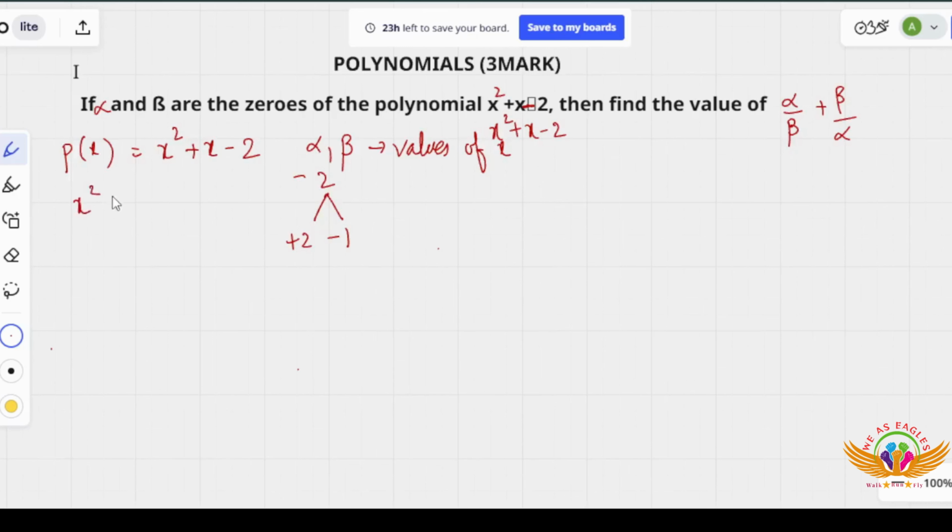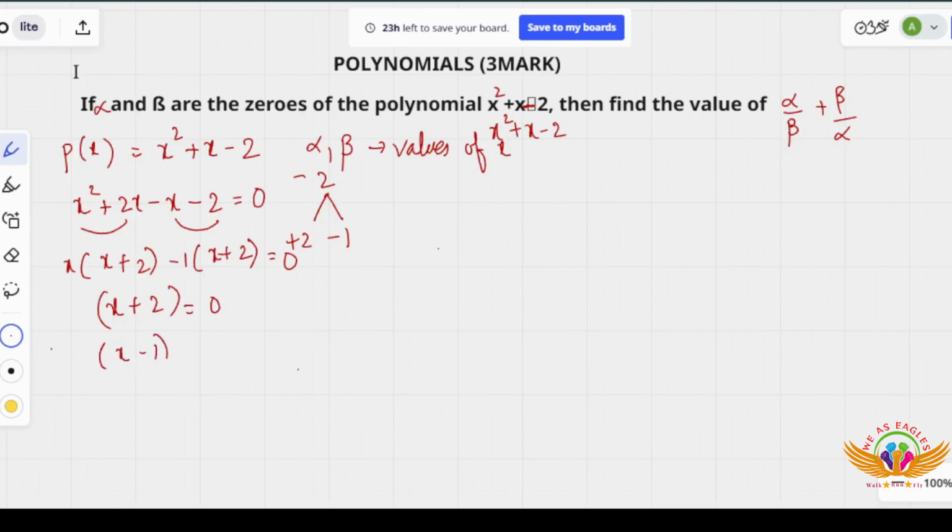Write it down: x square plus 2x minus x minus 2 is equal to 0. Taking x as common, x plus 2, minus 1 as common, x plus 2, that is equal to 0. So x plus 2 is equal to 0 and x minus 1 is equal to 0. From this we got x value as minus 2 and from this we got x value as plus 1. So this is our alpha and this is our beta. Now we got alpha and beta values.